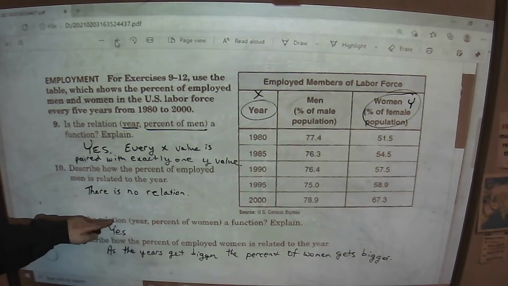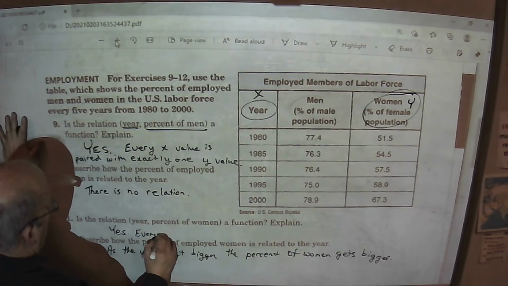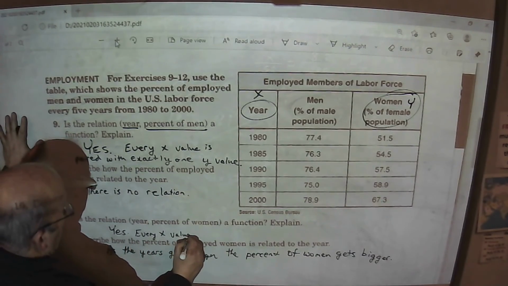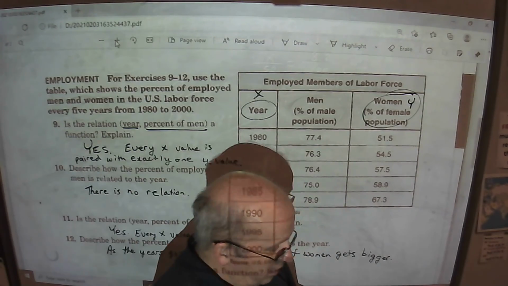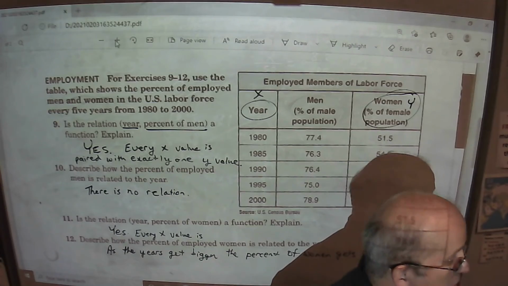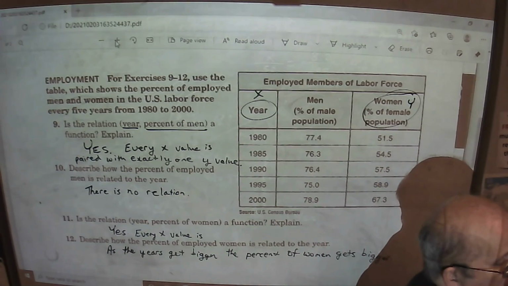I didn't finish this one, but it's basically the same answer as this one up here. Every x value is paired with exactly one y value. Okay. Hopefully, 8th graders, this helps you. Sorry about the two-parter, but I don't know what happened.